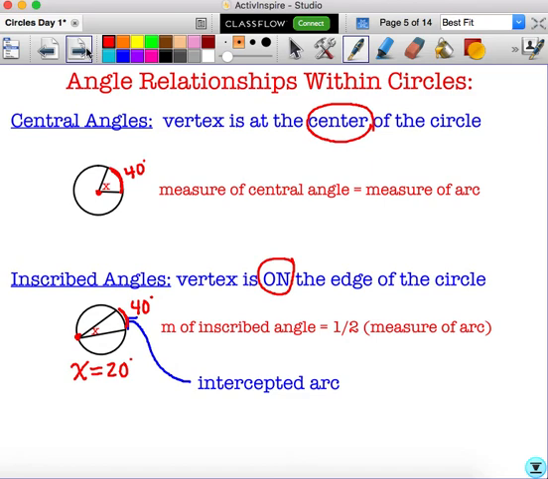You'll notice here I've included a vocab word, the intercepted arc. If you think about an interception in football, that's when we catch the opposing team's ball. So an intercepted arc, we're catching this arc in between our hands, right? So we're catching that 40-degree angle. That is our intercepted arc.